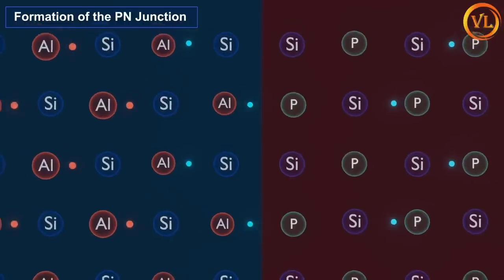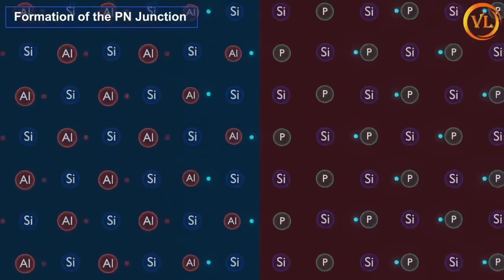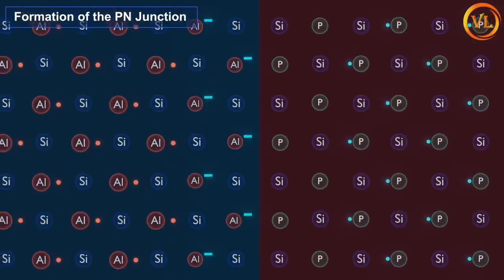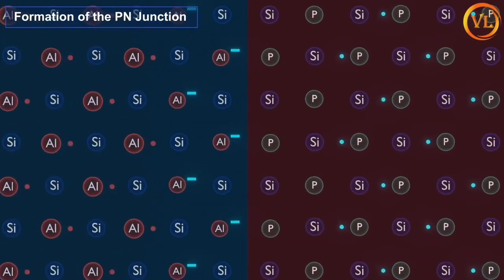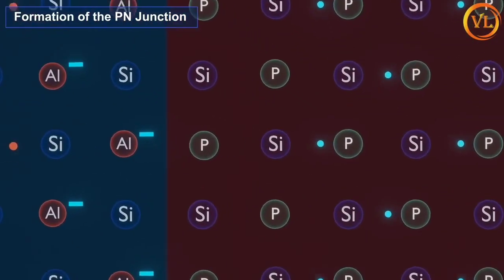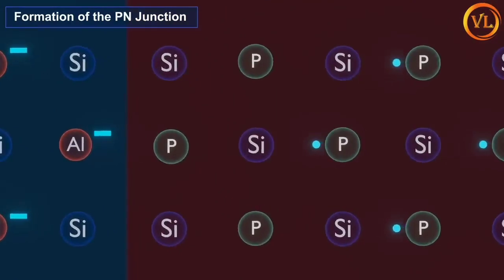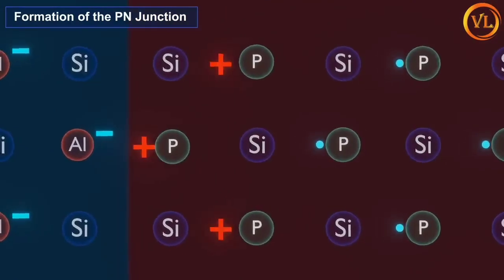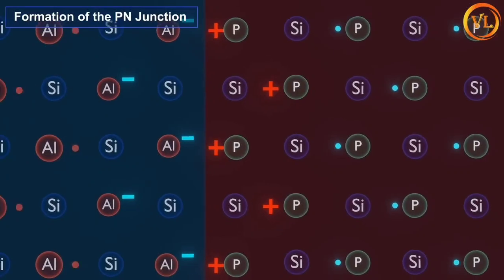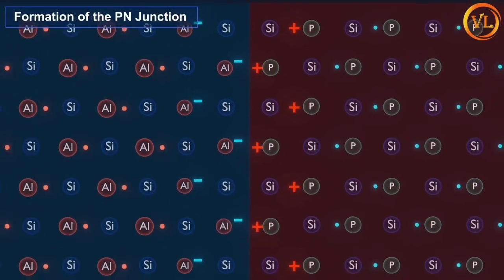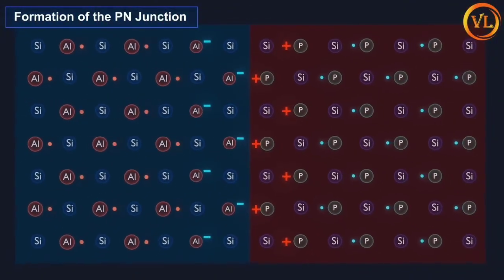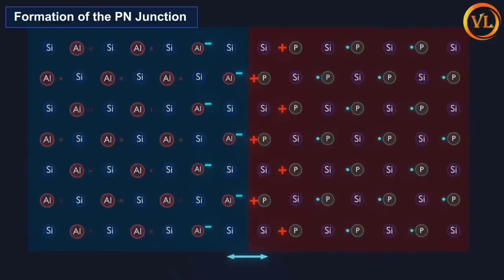Formation of the p-n junction. Silicon is the positive charge and aluminum is the negative charge. Aluminum is negatively charged, and the positive charge moves very slowly, but the positive charge is accepted.